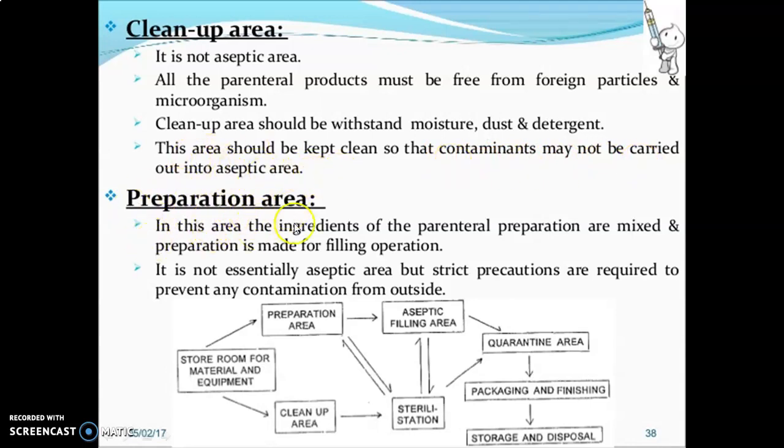Preparation area. In this area, the ingredients of the parenteral preparations are mixed and preparation is made for filling operation. It is not an essential aseptic area, but strict precautions are required to prevent any contamination from outside. That is, first of all, storeroom for material and equipment, then preparation area, aseptic filling area. It is in contact with cleanup area, then sterilization, then quarantine area, packaging and finishing, and then storage and disposal.